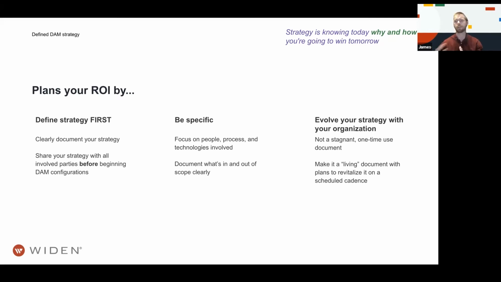Last but not least, make sure that strategy is evolving with your organization. Certainly, we've all evolved our organizations, especially over the last 18 to 24 months with the state of the world today. But even more than that, our businesses are evolving every day. And so we need to adjust that strategy to make sure it keeps up with our organization. And thus, the strategy should be a living and breathing document that evolves with us. So strategy is really knowing today why and how we're going to win tomorrow.